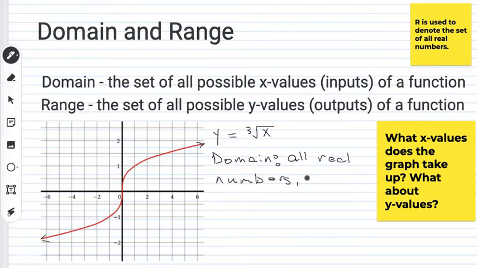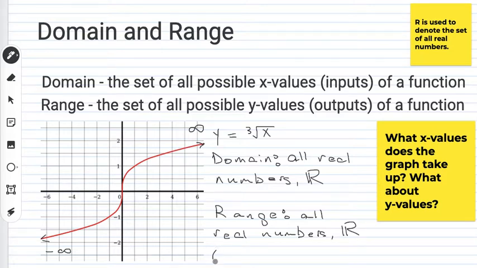Or capital R. The range is also going to be all real numbers, right? Because the graph is going to go all the way to the top, to positive infinity, and it's going to go all the way to the bottom, which is going to be negative infinity. So this is also going to be all real numbers, or R.